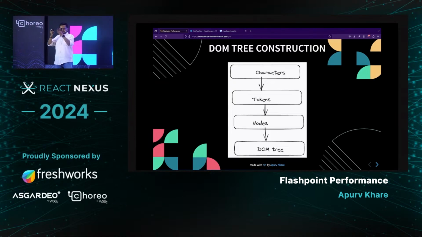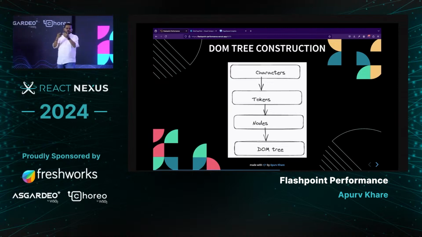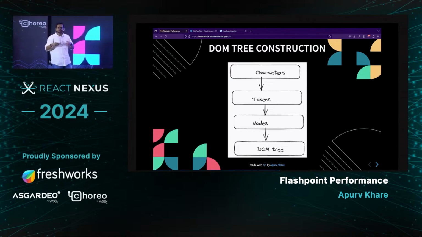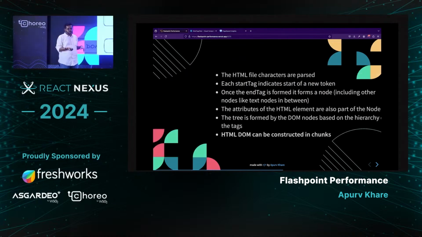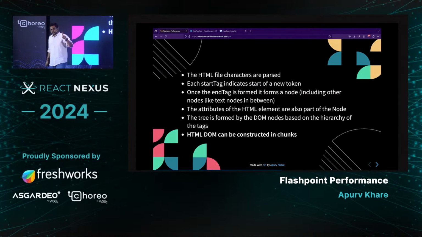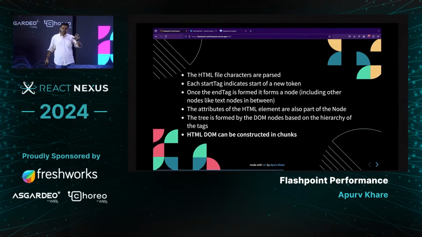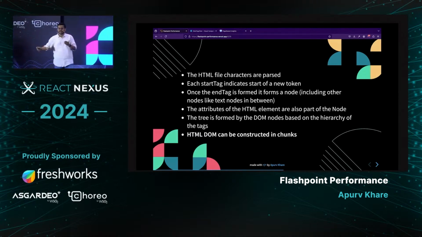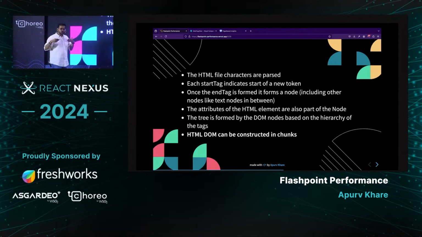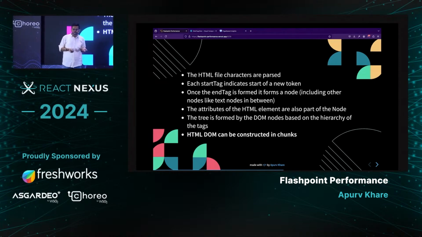The characters are then converted into tokens and then converted into nodes. And then we construct the DOM tree, which is the Document Object Model. One more thing, the HTML DOM can be constructed in chunks. What this means is that if your server is responding with the HTML file in chunks, let's say first 50 lines, then 100 lines, then the next 100 lines, the HTML DOM can still be constructed in this way.